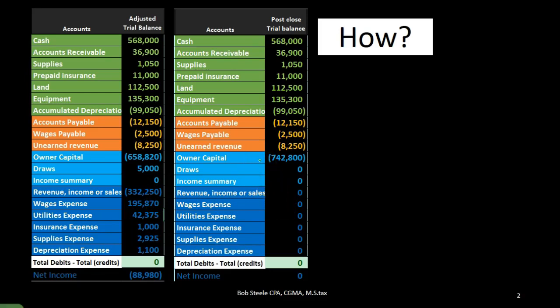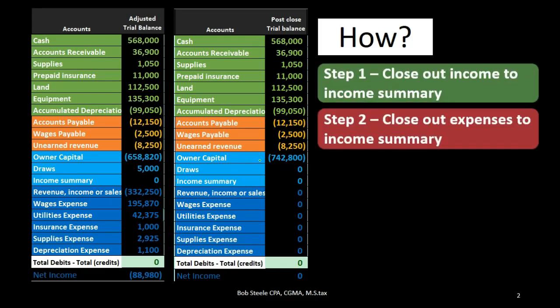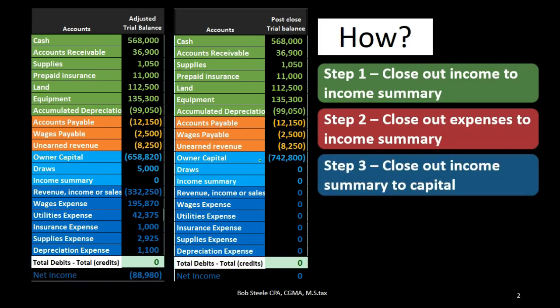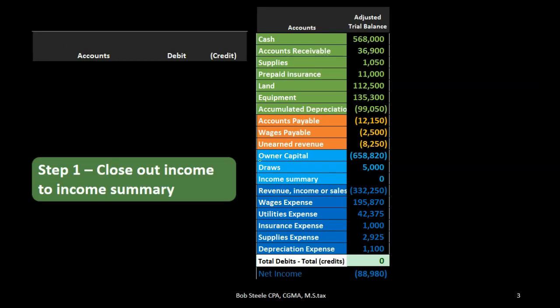We're going to do a 4-step process, including close out the income to the income summary, then close out the expenses to the income summary, then we're going to close out the entire income summary to the capital account, and finally close out draws to the capital account. We're going to start off with step 1 of those 4 steps.